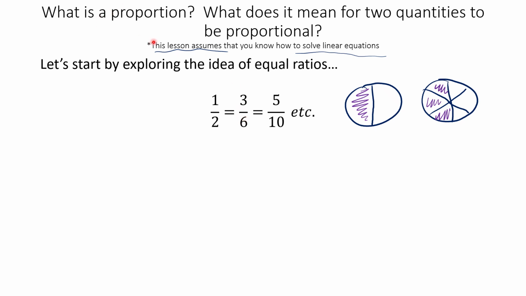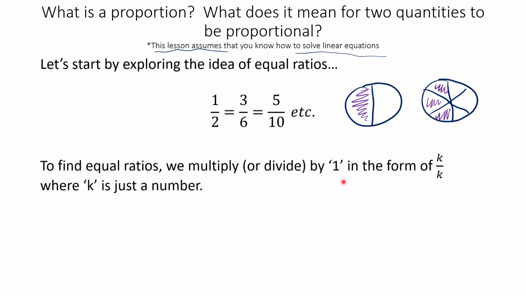Now, if I had to come up with just the shortest definition possible for a proportion, I would say a proportion is two equal ratios. Okay, two things that we know have the same ratio. Now, to find equal ratios, essentially what we do is we multiply or divide by the number 1 in the form of k over k, where k is just a number. So I'll show you an example of that.